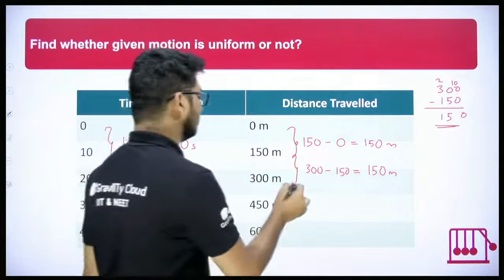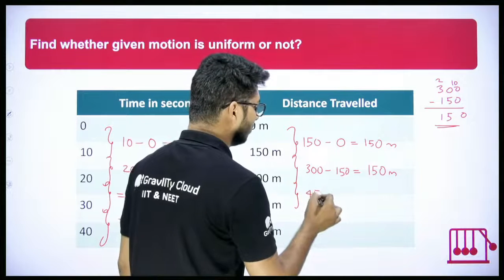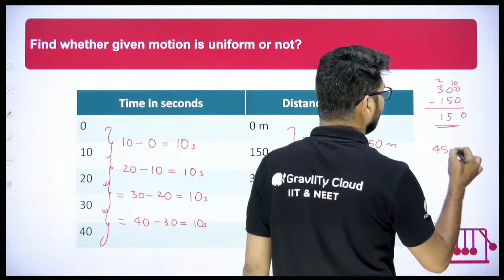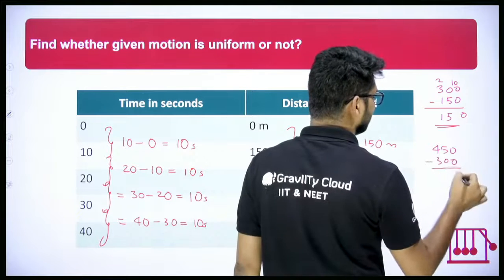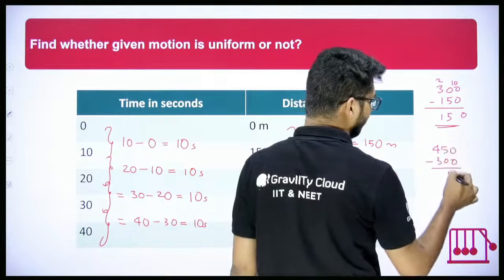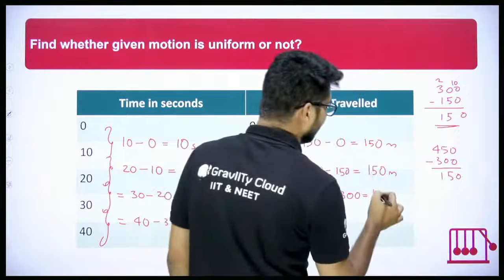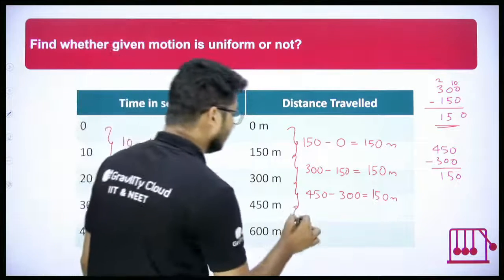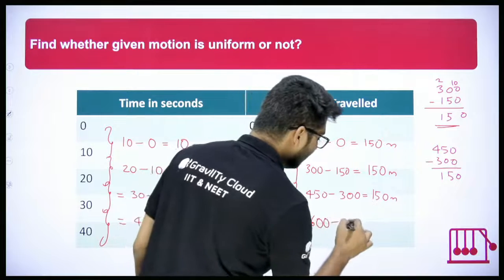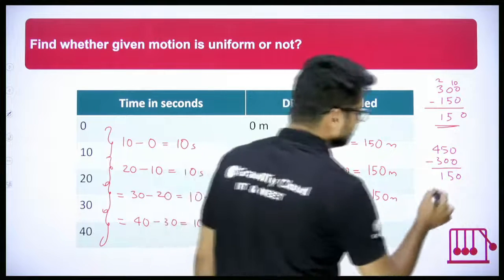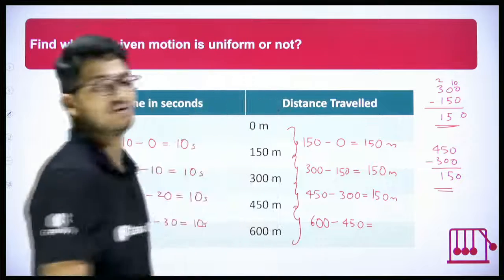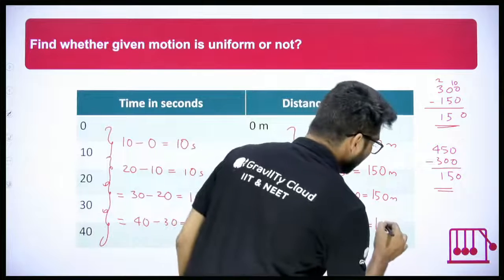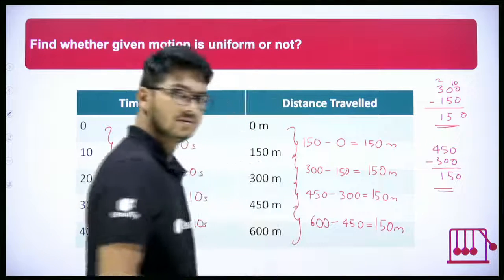So again it is 150 meters. Then you can again go for 300 to 450. It is 450 minus 300. How much is that? Subtraction: 0 minus 0 is 0, 5 minus 0 is 5, 4 minus 3 is 1. Again it is 150 meters. Then again 450 to 600, this 600 minus 450. How much is 600 minus 450? Everyone do the calculation. That will again be 150 meters.